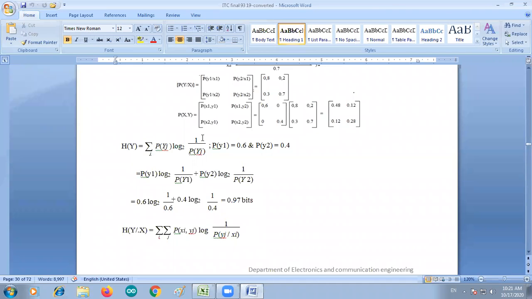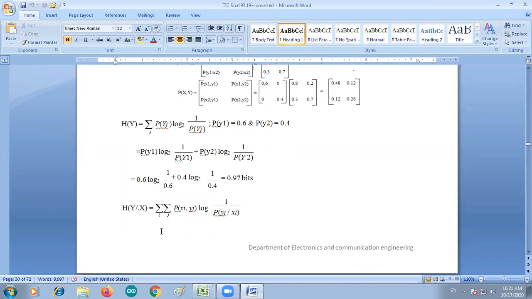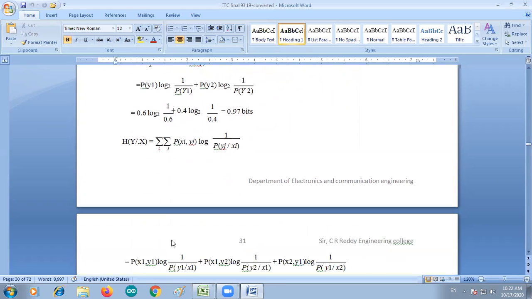Now H of y is equal to sigma P of i log 1 by P of i, no? So P of i1 is equal to 0.6, P of i2 is equal to 0.4. Sorry, H of y is the entropy of the output. P of i1 is equal to 0.6, P of i2 is equal to 0.4, no? 0.6 log 1 by 0.6 plus 0.4 log 1 by 0.4, that is equal to 0.97 bits. So you know the H of y.